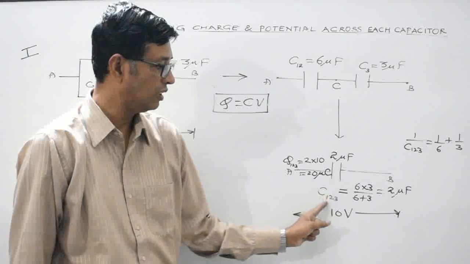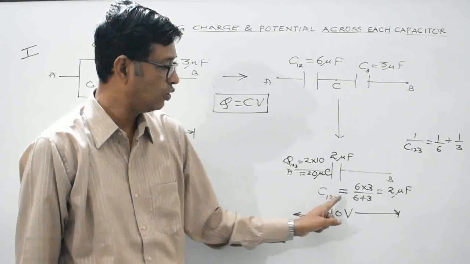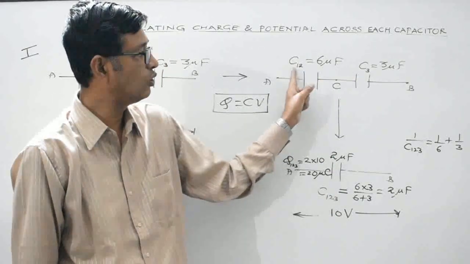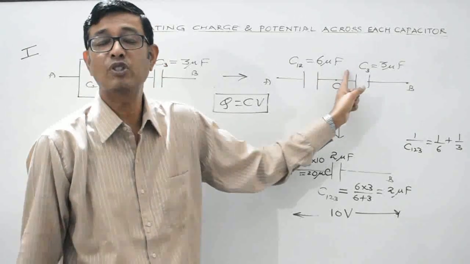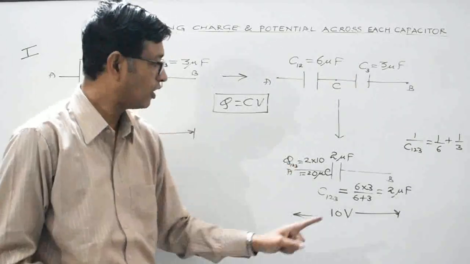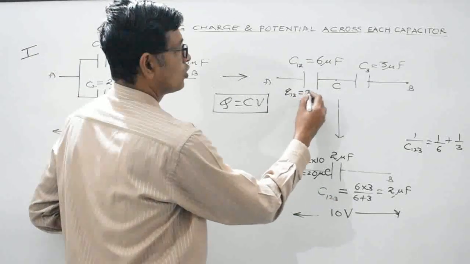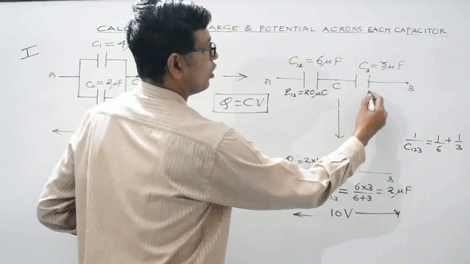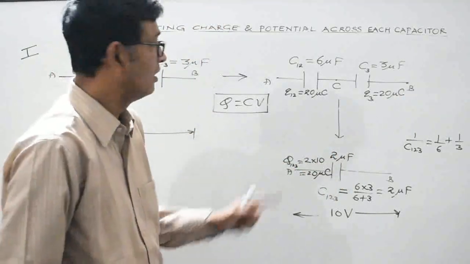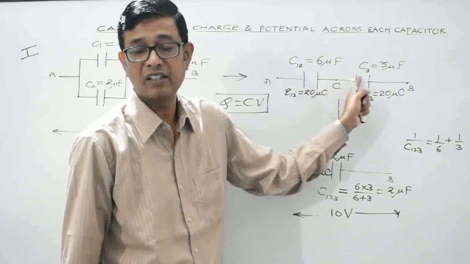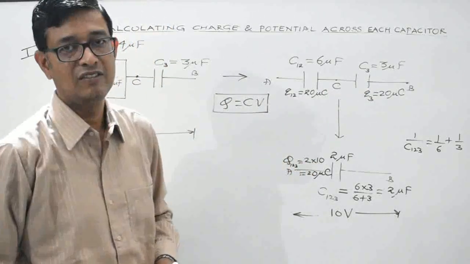This one, C123, is the series grouping of C12 and C3. I repeat, C123 is the series grouping of C12 and C3. And in the series grouping, the charge across the plates of the capacitor must be constant. So we already calculated the charge over here, it is 20 microcoulomb. So Q12 should also have a charge of 20 microcoulomb, and Q3 should also have a charge of 20 microcoulomb. Understood now? The charge across the plates of the capacitors, if they are connected in series, must be constant. That is the concept I have used over here.